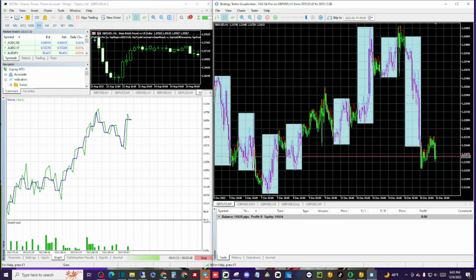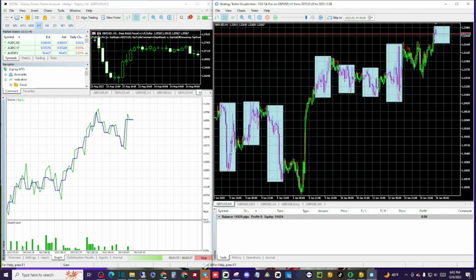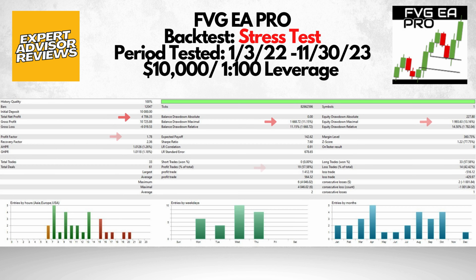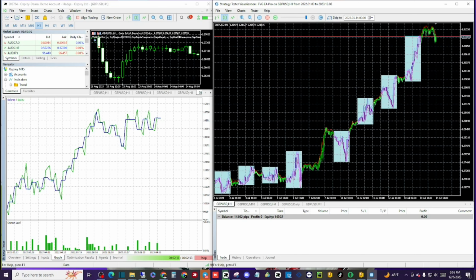But we didn't stop there. We took the FVG Pro through our stress test, in which it has randomized delays, variable spread and slippage, to see if there was any noticeable difference. And there was only one noticeable difference, which was the balanced drawdown. When you put both of these tests beside each other to compare and contrast, there's very little change, often seeing that the performance actually increased when there was more slippage and delays, and also seeing that the total net profit increases during the stress test.